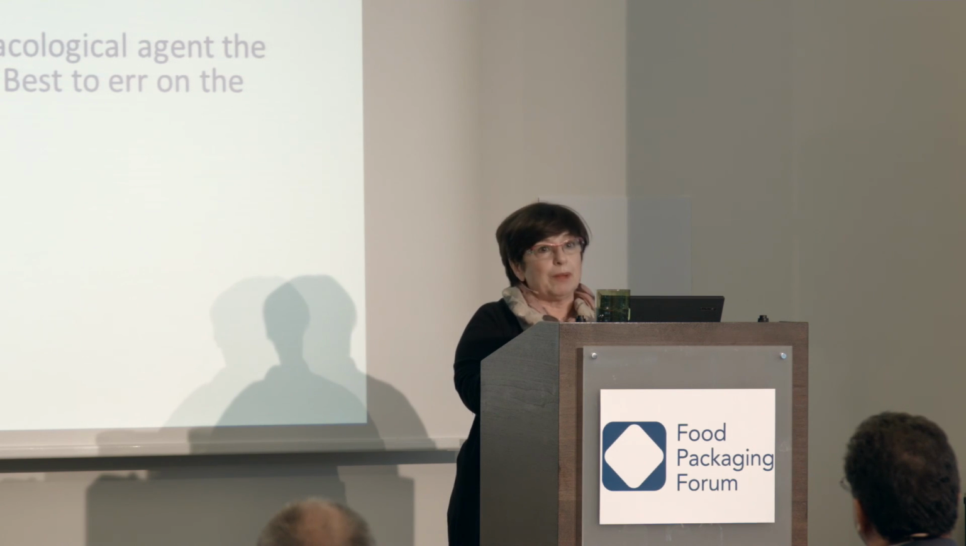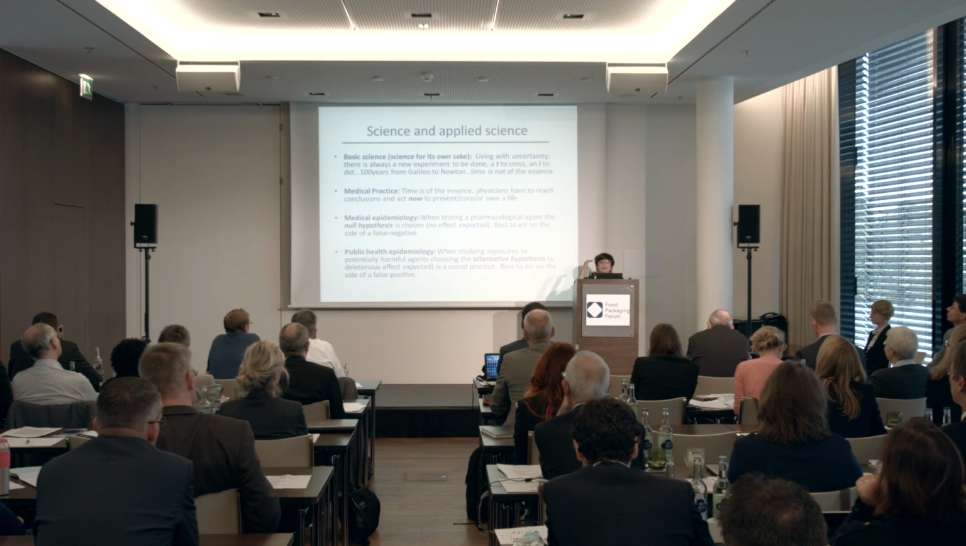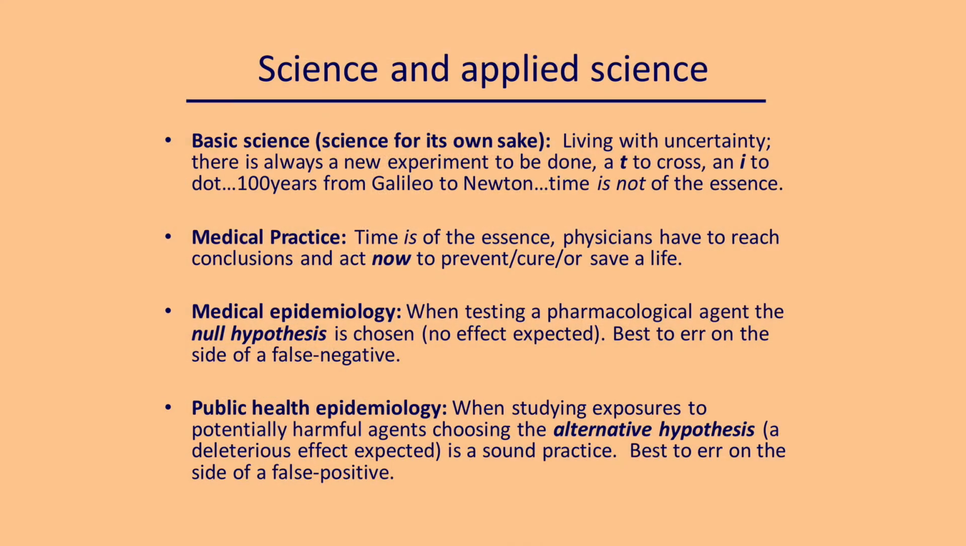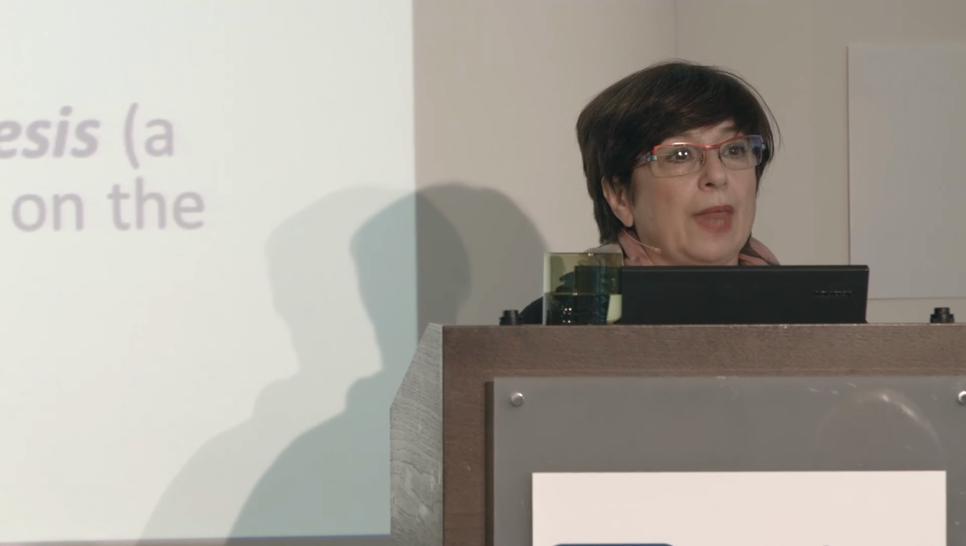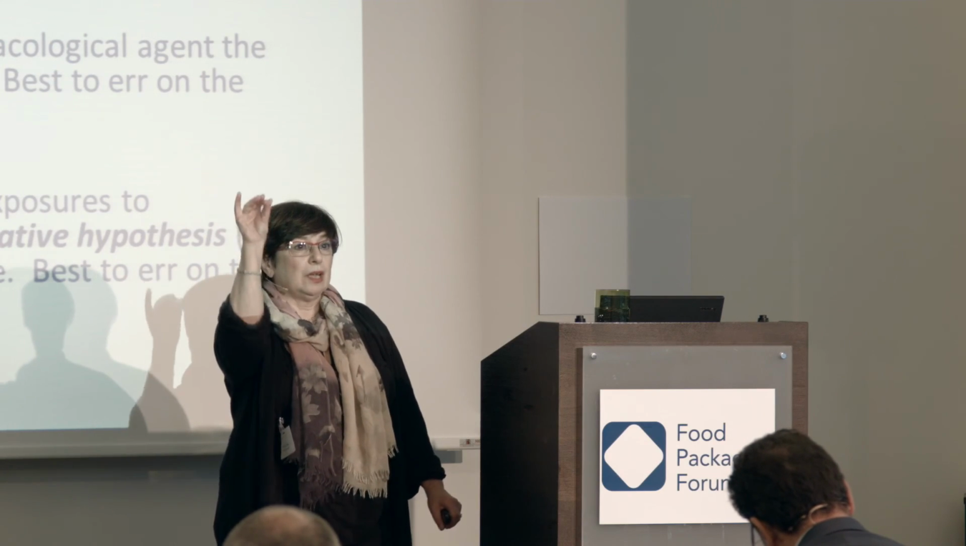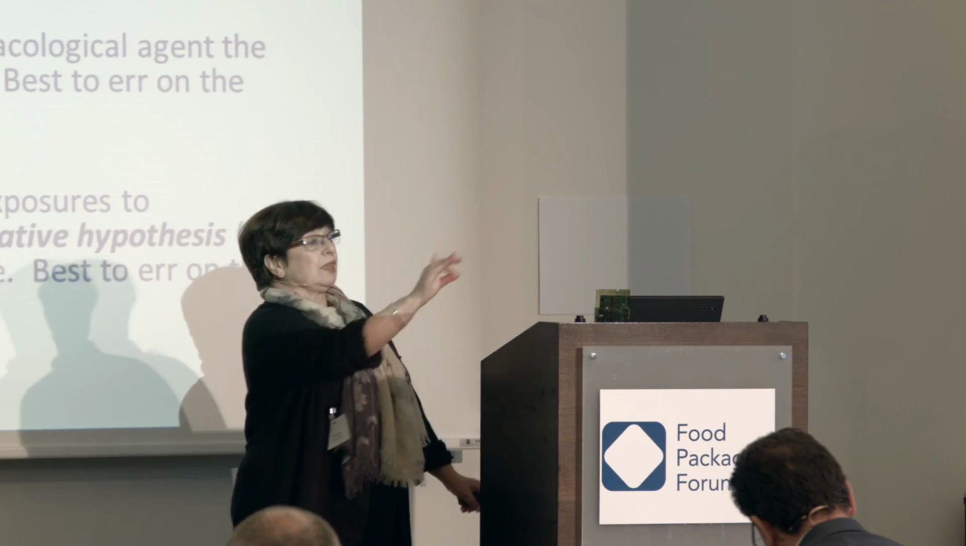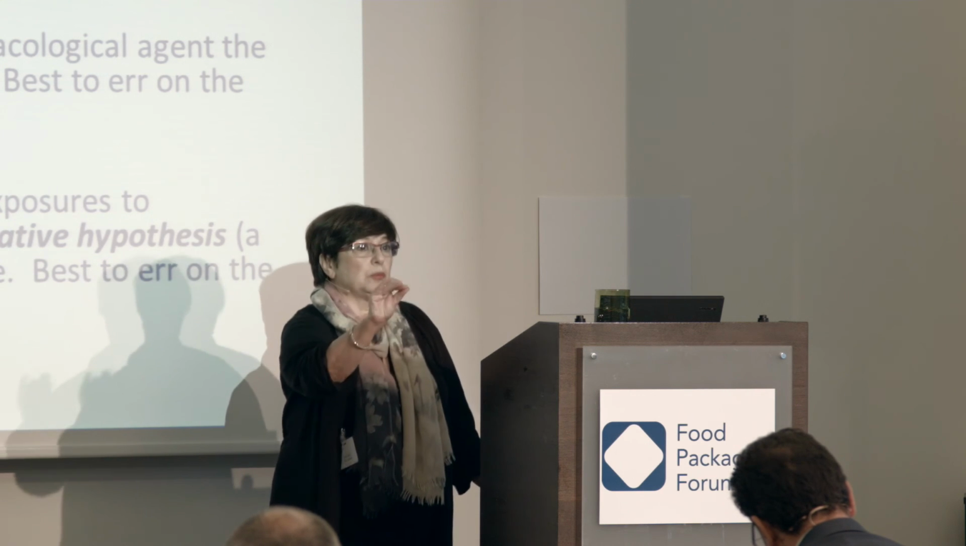Now, what happens if you are a public health officer or epidemiologist? Well, you are studying potentially harmful exposures. So your default has to be the alternative hypothesis. So you expect a deleterious effect, because you had best err on the side of a false positive than a false negative. And so here we are facing a problem that we say is a potential problem, but maybe it's not a potential problem. It's a problem that is happening, but we cannot measure. That, like my rats, women are getting more breast cancer.